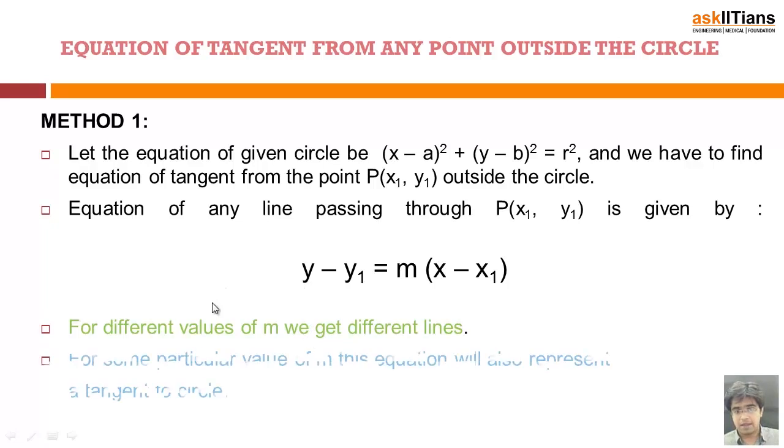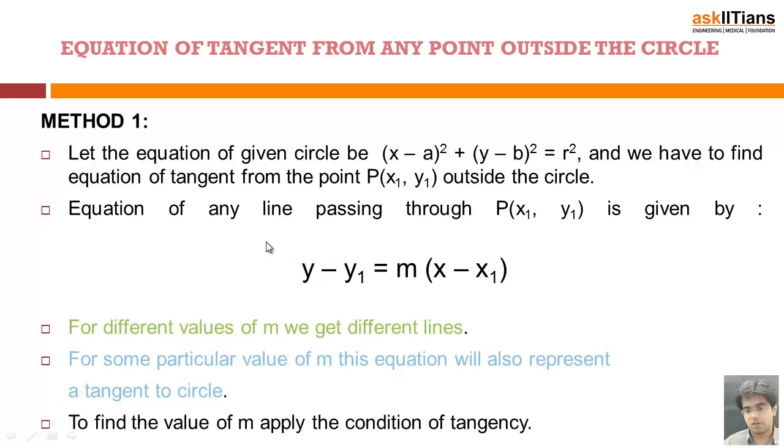If you apply the condition of tangency to this equation, that is, the perpendicular distance from the center is equal to the radius, you will get two values of m, which describe the two tangents. Those two values of m correspond to the two tangents because we are applying the condition of tangency. A quadratic in m will form when you apply the distance formula. You will get two values of m and from there two equations of tangents. This is the first method to find the equations of both tangents.